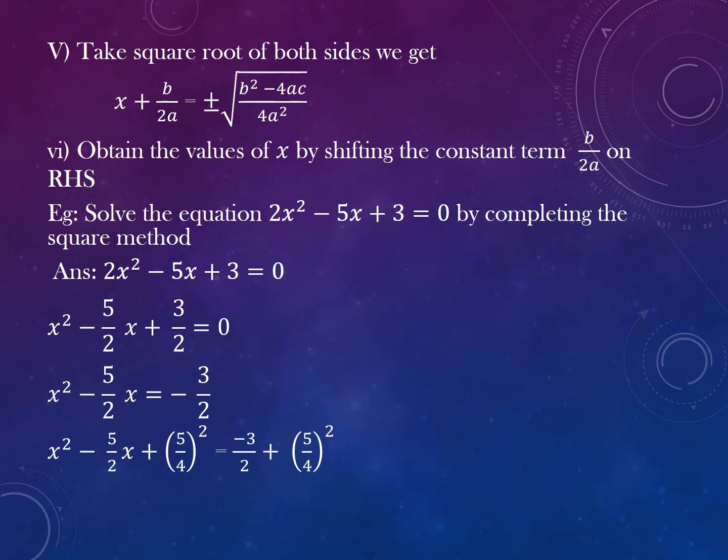For moving on to the third step, let us find what is the coefficient of x. Coefficient of x is 5/2. No need of taking the sign. Half of the coefficient of x will become 5/4. Squaring, it becomes (5/4)². Adding (5/4)² on both sides of the equation, we get x² − (5/2)x + (5/4)² = −3/2 + (5/4)².